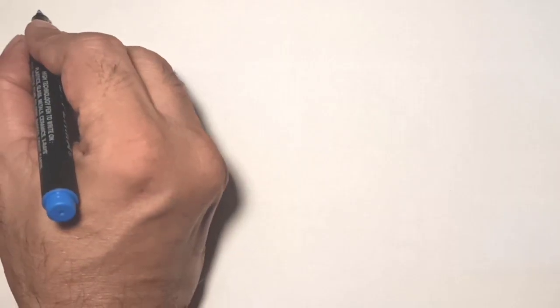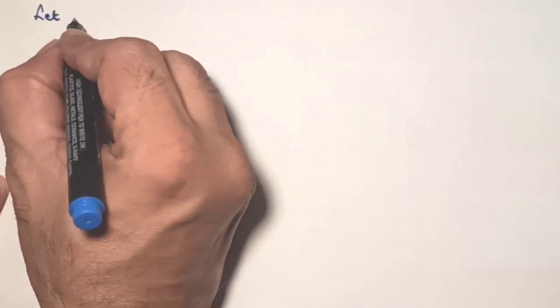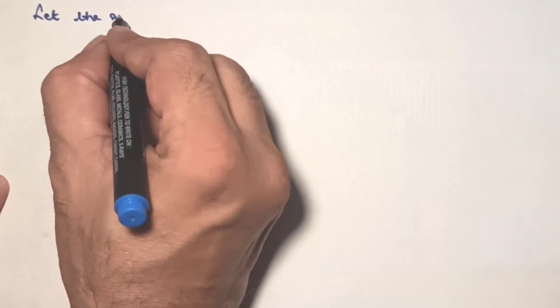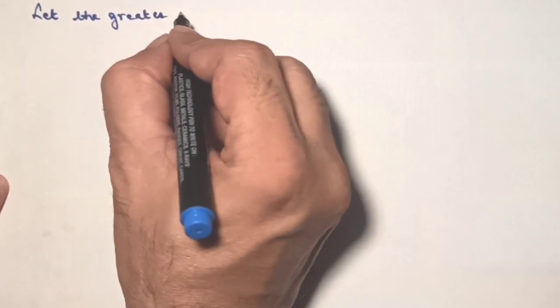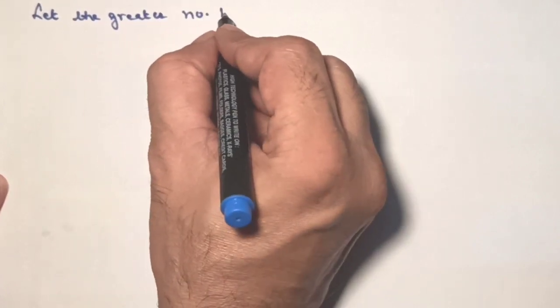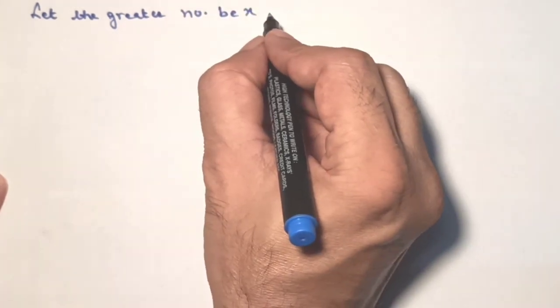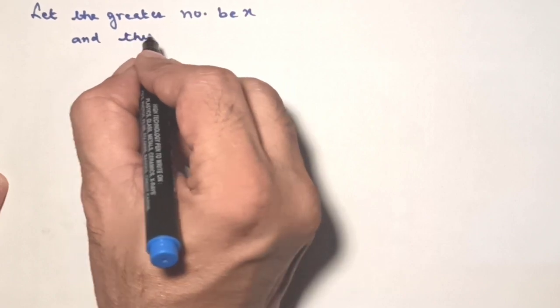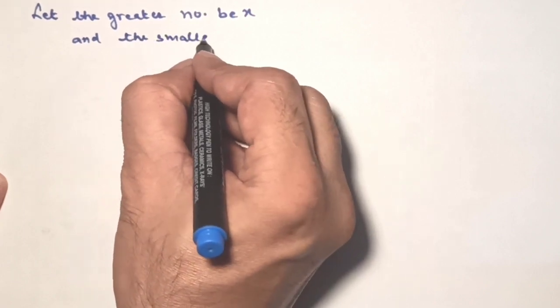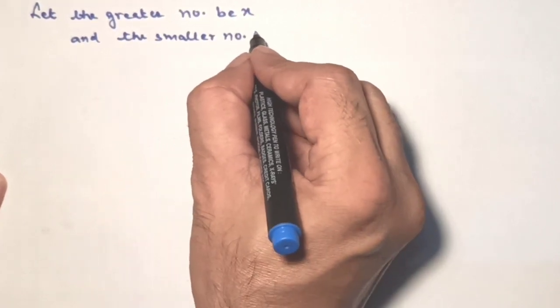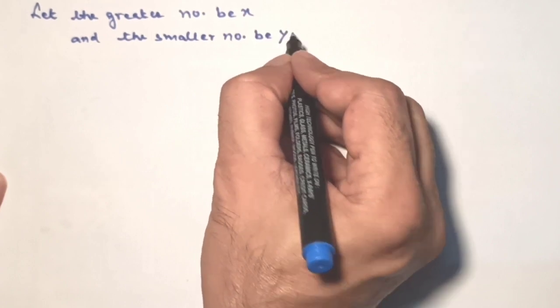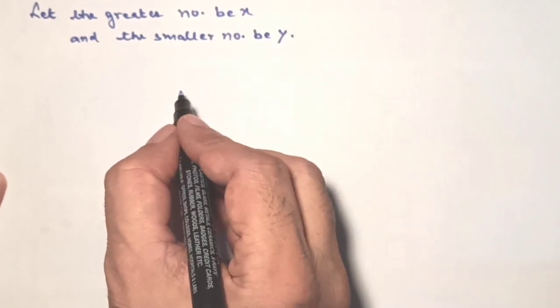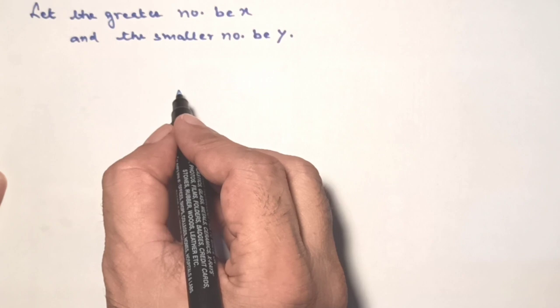So write, let the greater number be x and the smaller number be y. Now read the first condition.